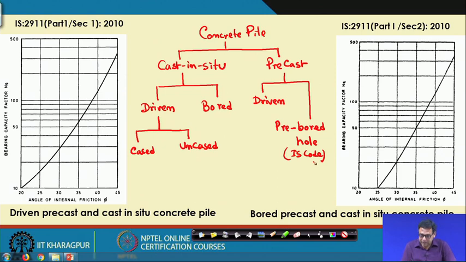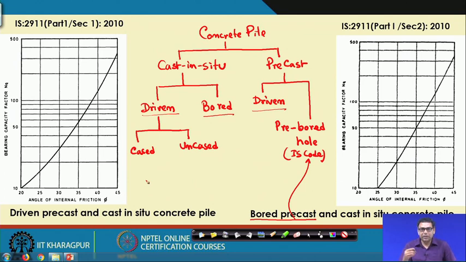That means the precast pile is installed in a pre-bored hole. The hole is already created, and in that hole the pile is installed. That is called the precast bored pile or bored precast pile. Then there is bored cast in situ, driven precast, and cast in situ driven. Cast in situ driven can generally be cased or uncased. So, this is the total of all the concrete piles based on installation.